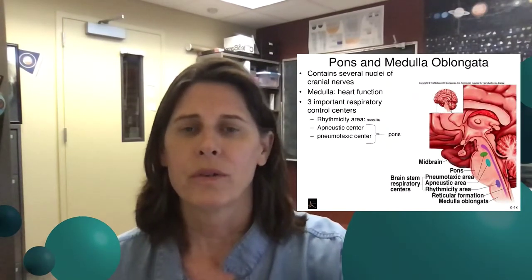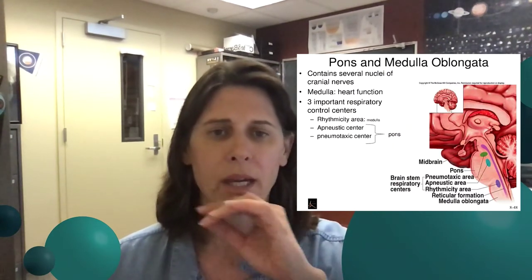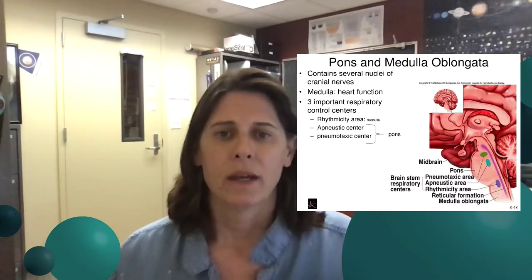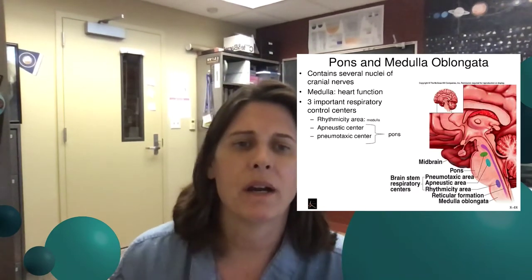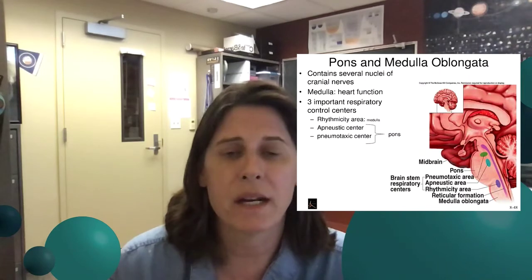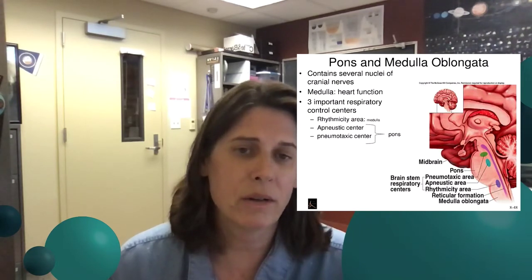Okay. So along the brainstem, you have the pons and the medulla oblongata. I think what I have up here refers more to the medulla oblongata. It contains several nuclei of cranial nerves. So a lot of our cranial nerves branch off of both the medulla oblongata and the pons that you can see there. The medulla is important in heart function, okay, and actually modifying the heart rate.